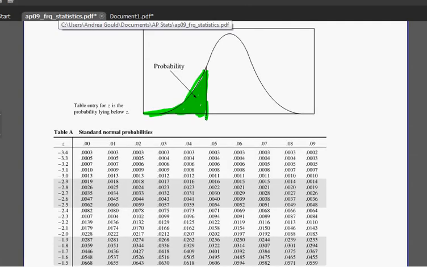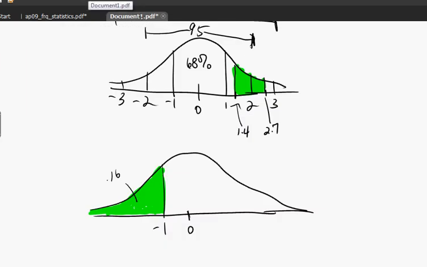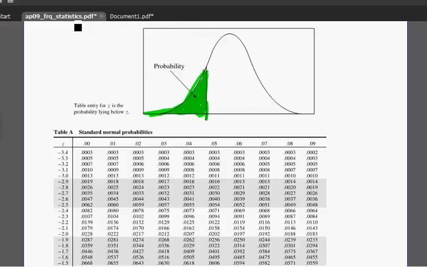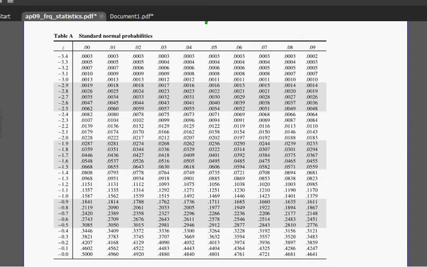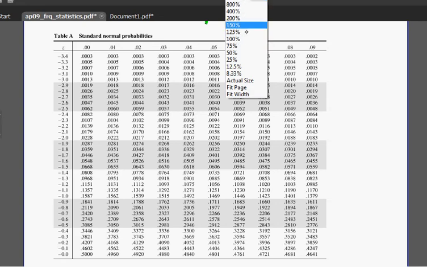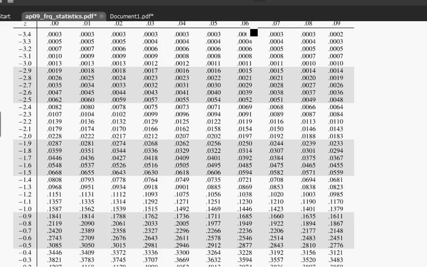So on the table, we went to negative 1. On the table, we're going to find negative 1 over in the left-hand part of this table. Now here's the negative 1 line. Do I need to zoom on this a little bit more? Here's the negative 1 line.